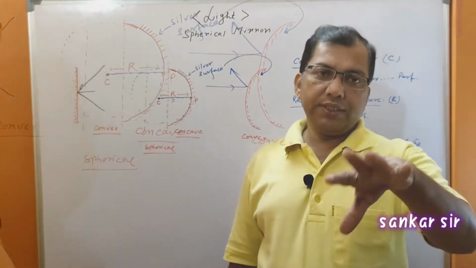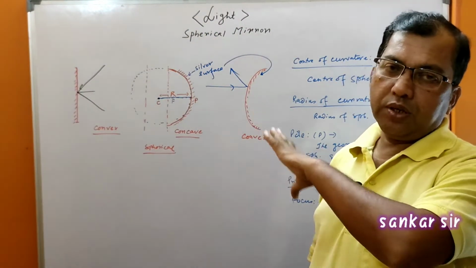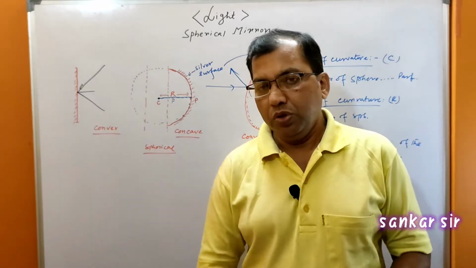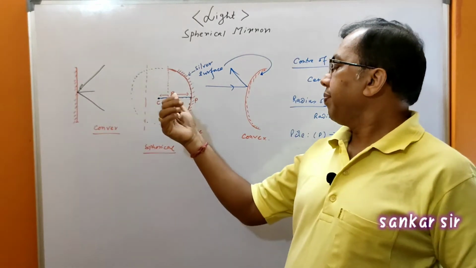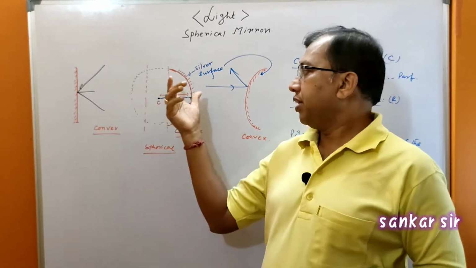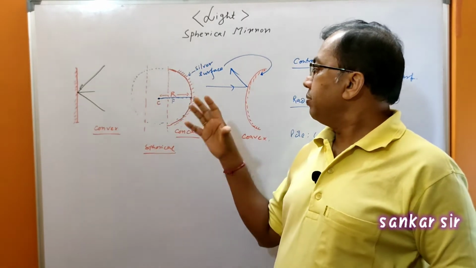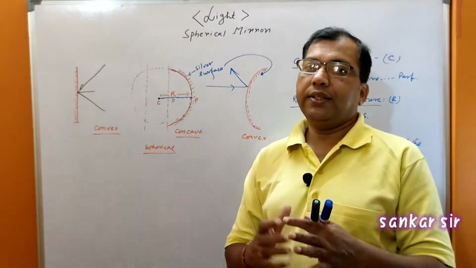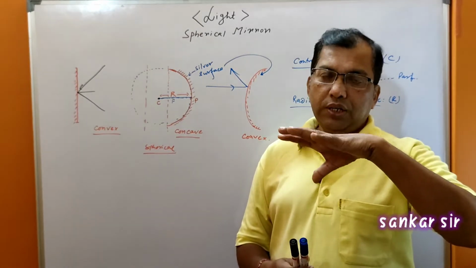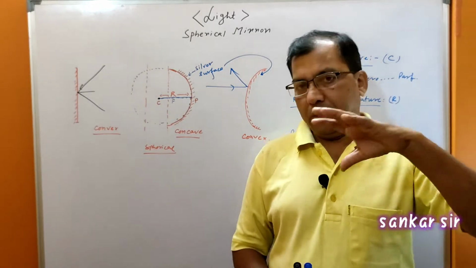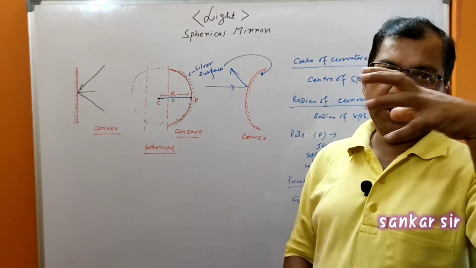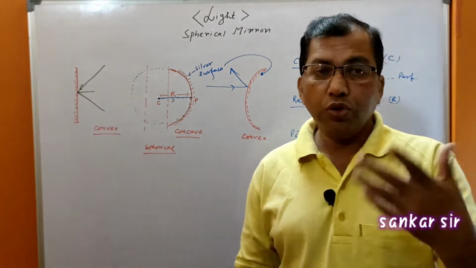So now I am discussing the important part of the convex or concave mirror, that is the spherical mirror. What is the center of curvature? What is the radius of curvature? What is the aperture? What is focus? What is pole? What is principal axis? What is focal length? You should know all of these, and it is very helpful for drawing so many images in this mirror, or also lenses.